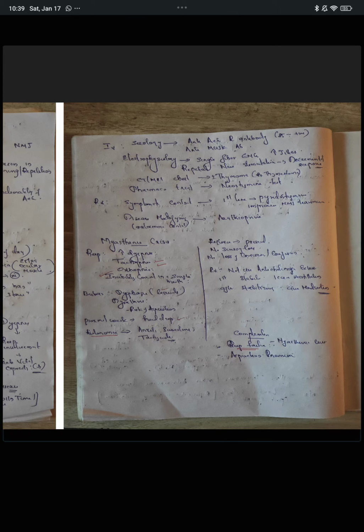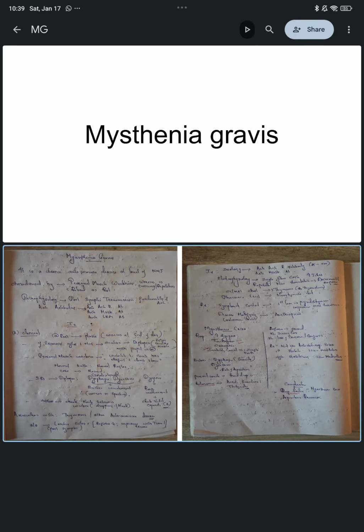Then pharmacology. For a pharmacological trial, neostigmine can be used. The first line treatment is pyridostigmine, so remember that drug name. Pyridostigmine improves neuromuscular junction transmission. For disease modification in autoimmune disease, corticosteroids can be used, and azathioprine can also be used. So this is all about myasthenia gravis. This can be asked as a short note, so you can write it. Thank you.